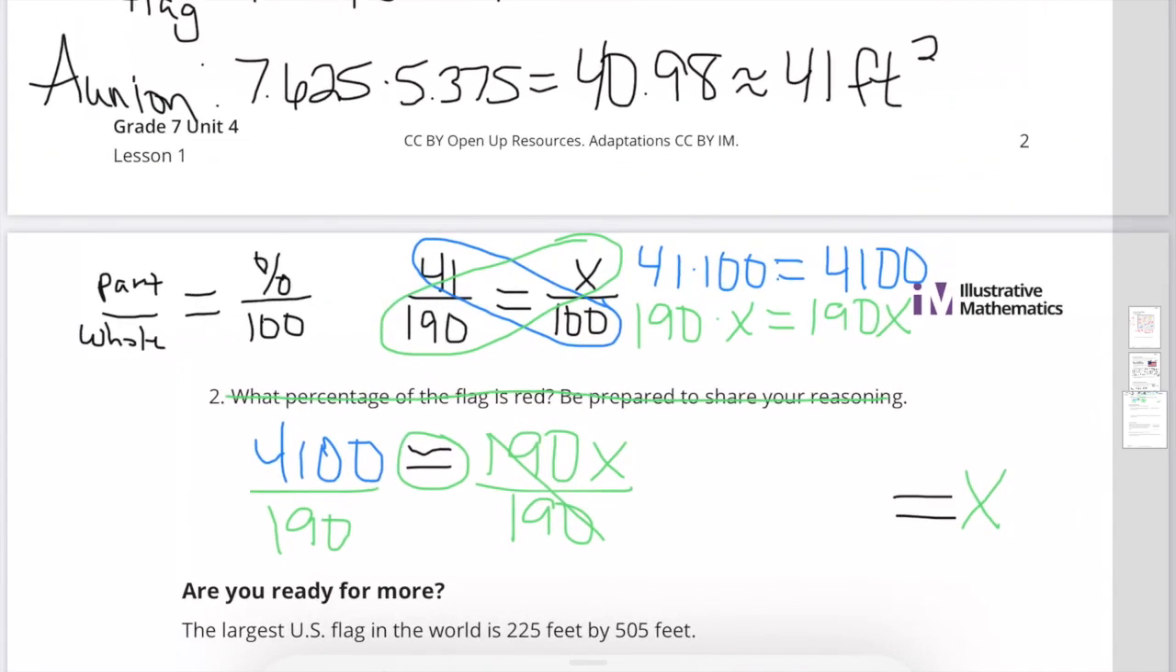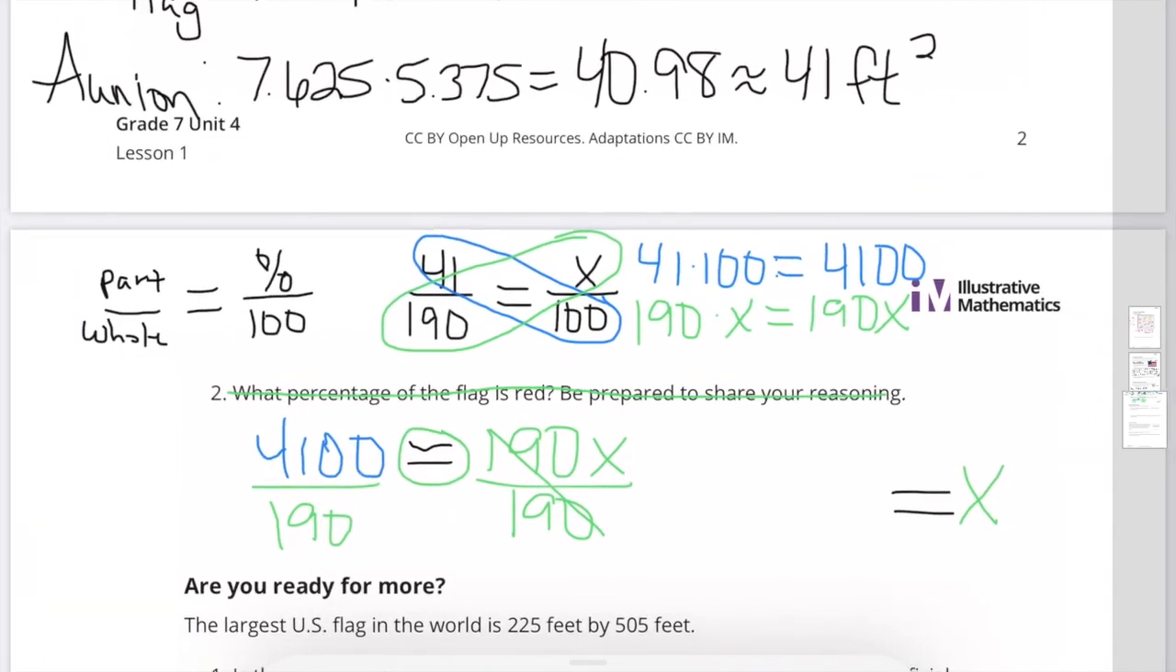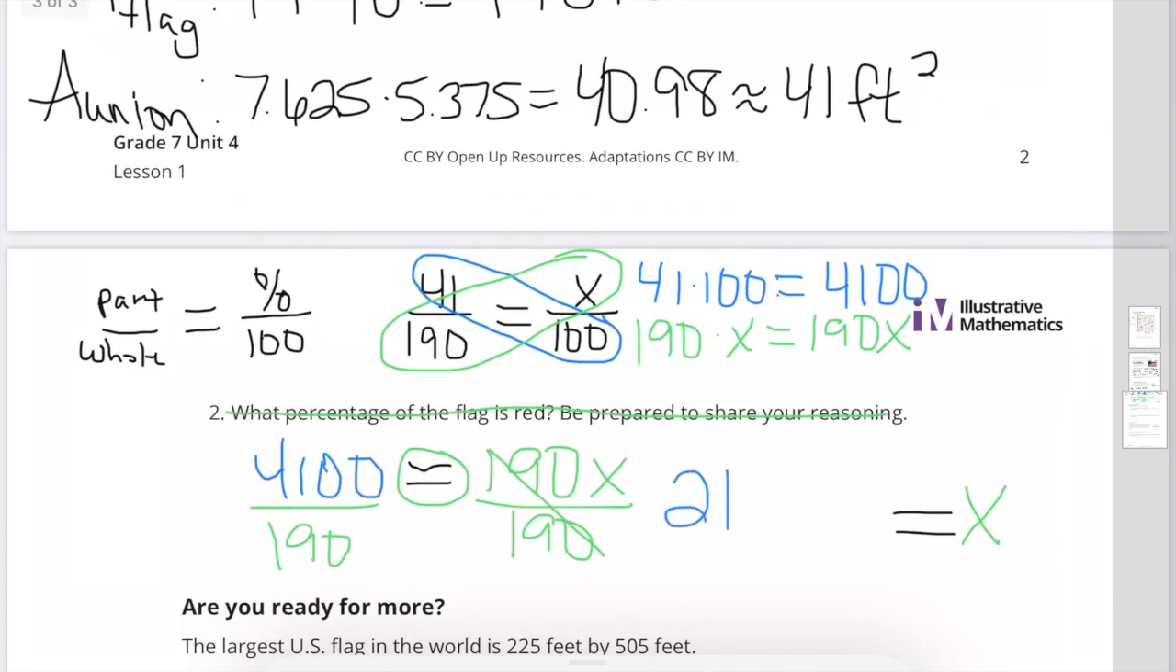Okay, it gives me 21.5789. And we'll just round that to 21.6. So that means our x is equal to 21.6, which tells us our answer is 21.6%. So our union takes up 21.6% of the flag. Okay, we're not going to worry about number 2 right now.